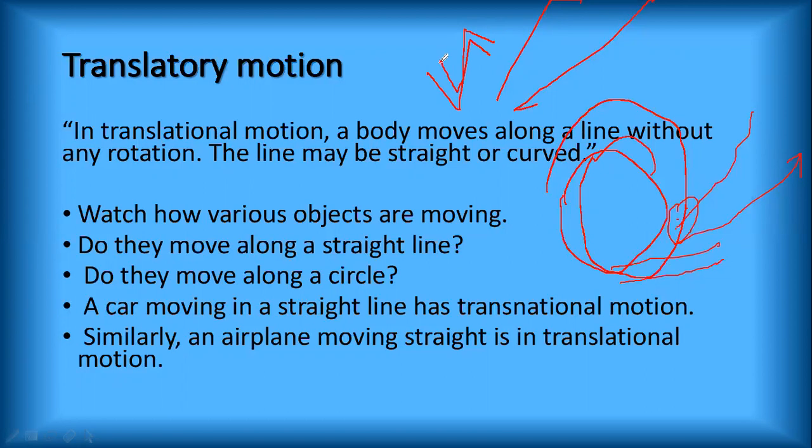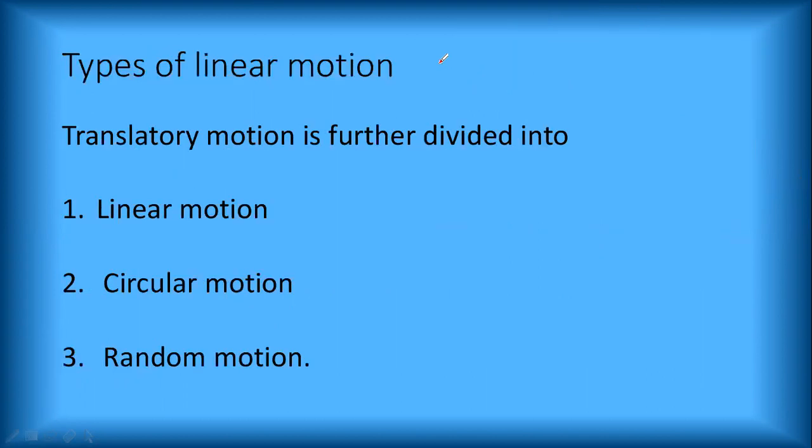Watch various objects that are moving. Do they move along a straight line? Do they move along a circle? A car moving in a straight line has translatory motion. Similarly, an aeroplane moving straight is in translational motion. So we will go into detail of translatory motion. Types of translatory motion.